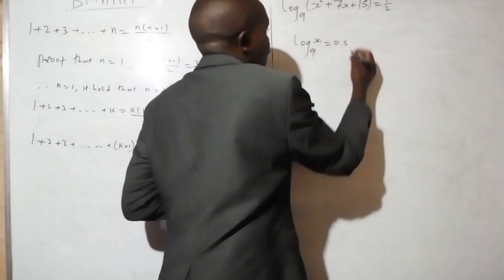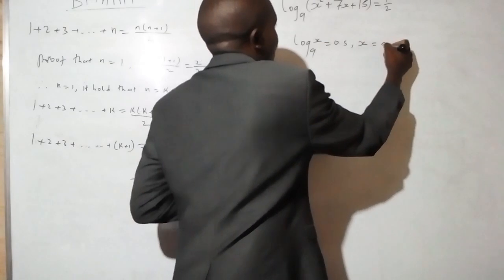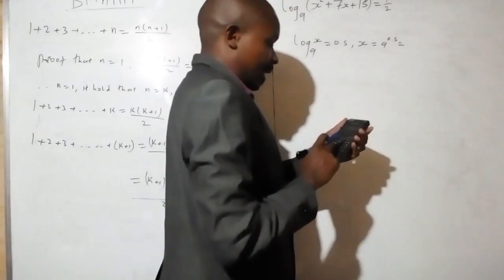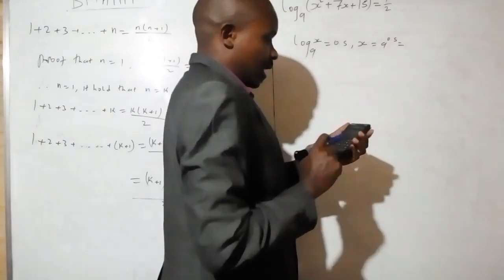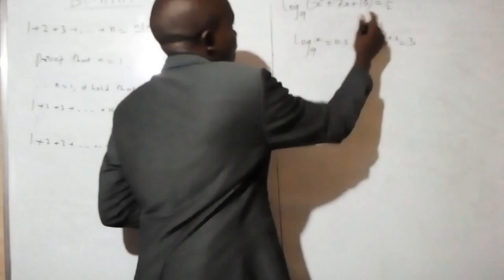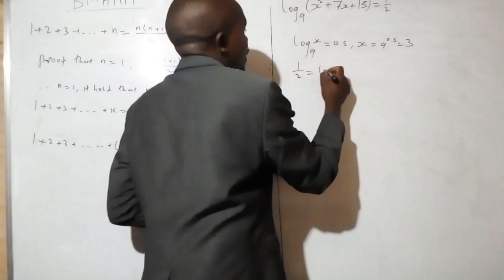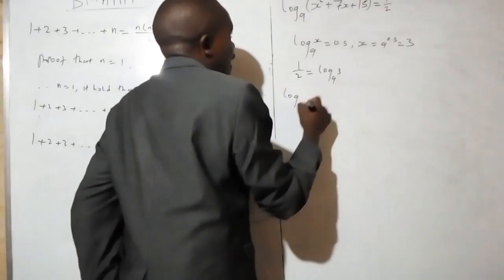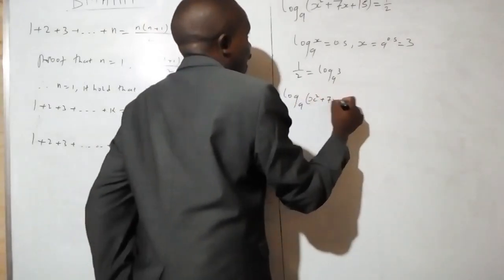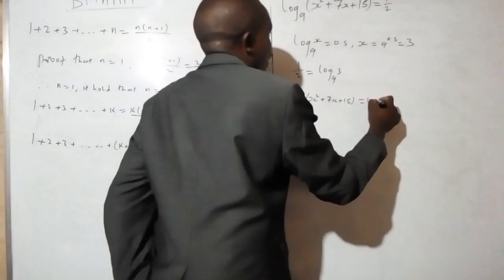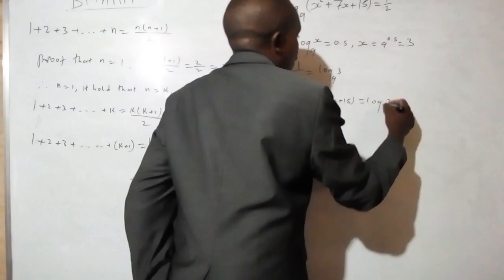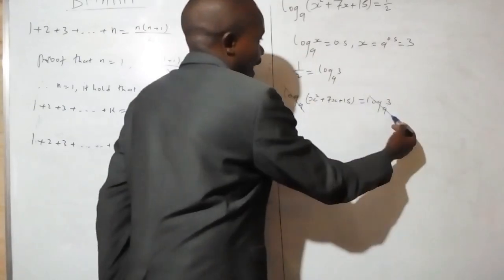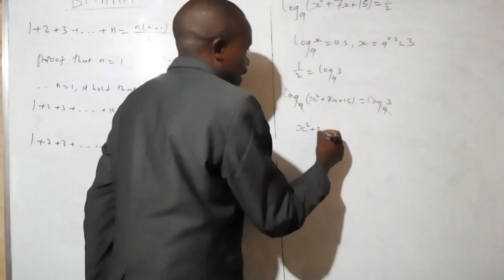And this will be the same as x is equals to 9 to the power 0.5. 9 to the power 0.5, we get 3, which means 1 over 2 is replaced with log 9 to the power 3. And we write it log 9 of x squared plus 7x plus 15 is equals to log 9 raised to the power 3. That being the case, we can drop log 9 and log 9 to be left with x squared plus 7x plus 15 is equals to 3.